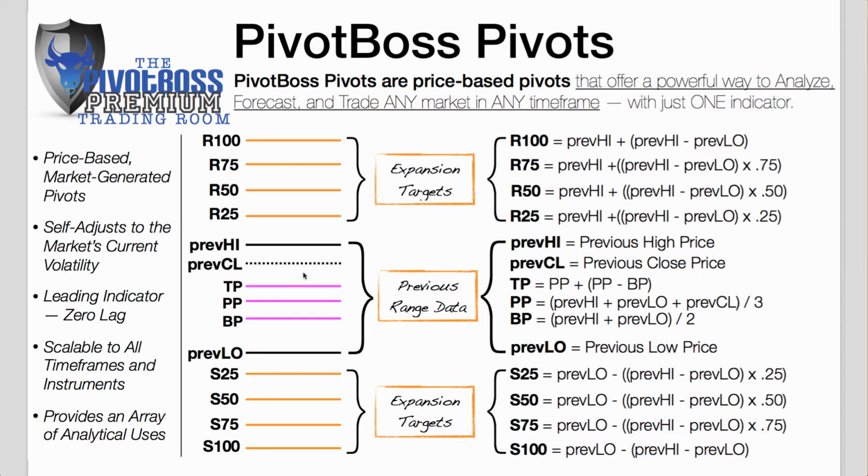So being able to identify, for example, any pivot, like the floor pivots. Floor pivots are basically based off the previous high-low-close information, right? And that gives you the pivot point here. The previous high plus the previous low plus the previous close, all divided by 3, gives you the daily pivot point.